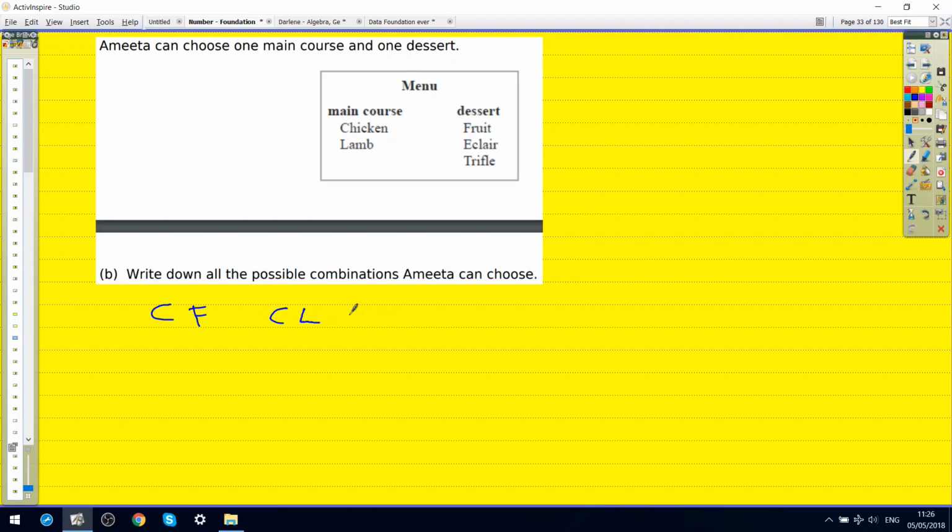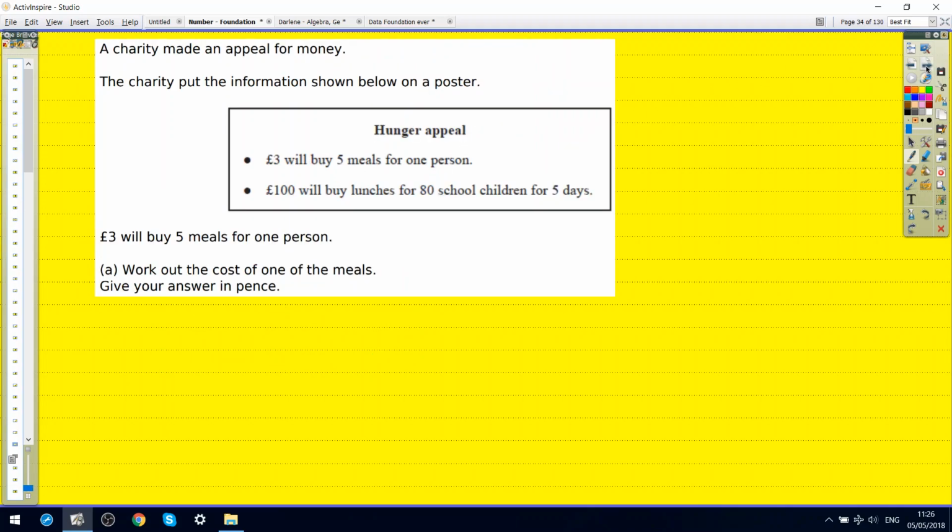Sorry, chicken and what? Sorry, what was the second one? Chicken and, yeah. It was not in the account that we have to put in the account. That's it. And so you'll notice there's 2 here, there's 3 here, and so there's 6 in total. 2 by 3. They never accounted for that.